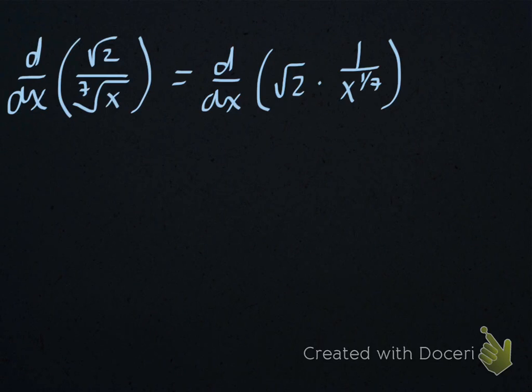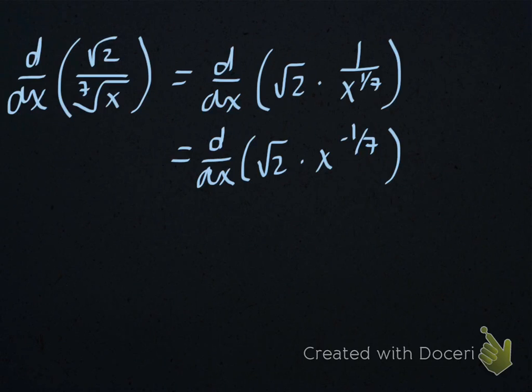So the first thing I'm going to do is write this as the derivative with respect to x of the square root of 2 times 1 over x to the 1/7 power. So rewriting that root and rewriting the fraction a little bit. Now I'm going to rewrite that second piece even a bit more. This is the derivative with respect to x of the square root of 2 times x to the negative 1/7. So dividing by x to a power is the same as multiplying by x to negative that power. Now I have done some algebra, now I'm ready to take some derivatives.